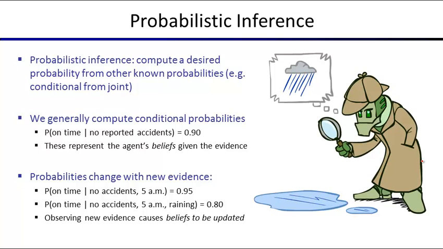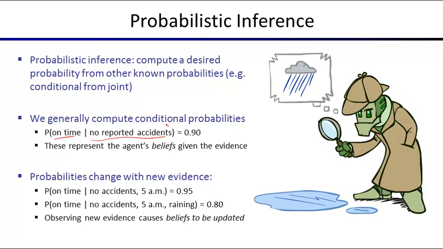Probabilistic inference for us and in AI means that you go from some distributions you already have available to a new distribution, often based on some evidence that came in. So typically we are interested in conditional distributions. For example, what's the probability of being on time given there are no reported accidents? Those the agent will then use as their beliefs to maximize their expected utility.